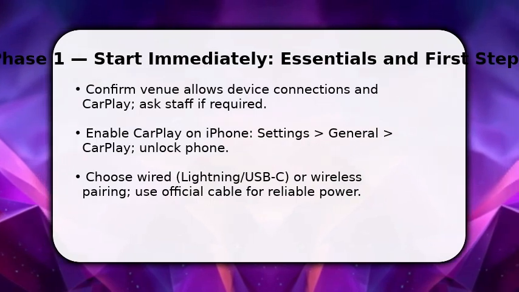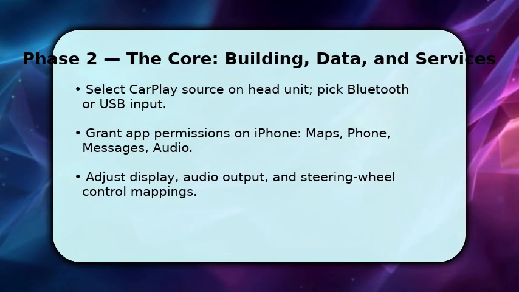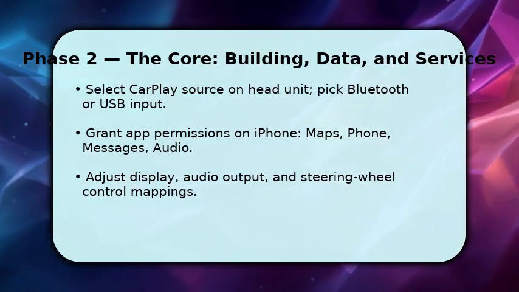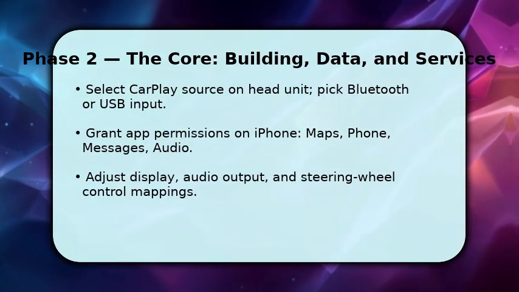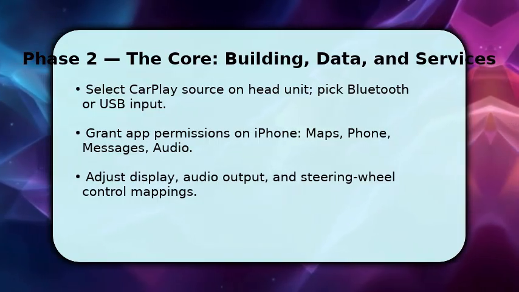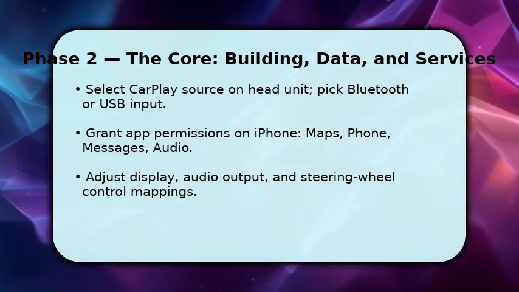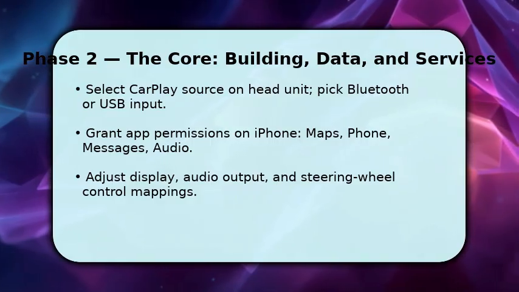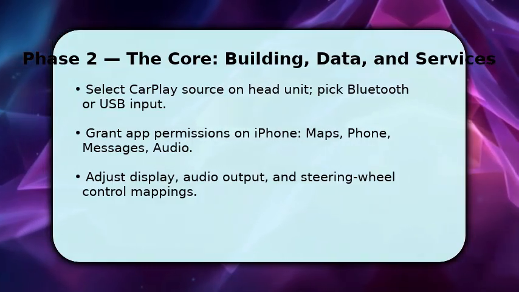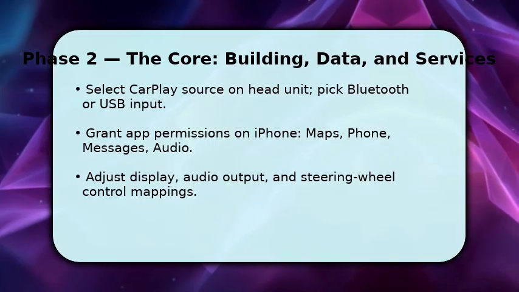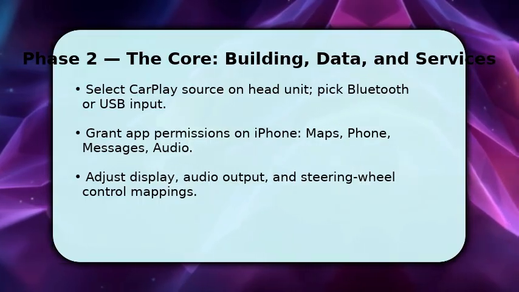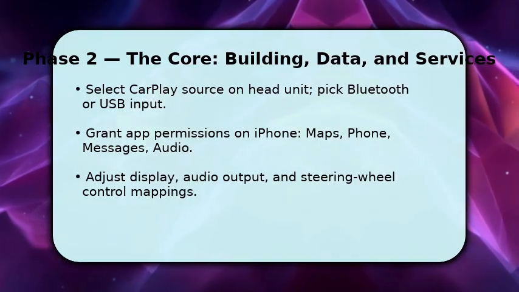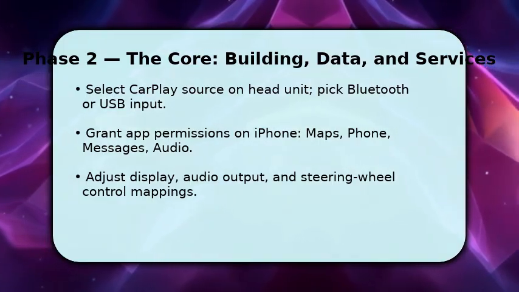Once CarPlay appears, select it on the head unit. Choose USB or Bluetooth input depending on your connection. On your iPhone, allow access for maps, phone, messages, and audio so apps can communicate. This avoids interruptions. Then configure the head unit's display layout and audio output. Make sure media goes to the venue speakers and voice calls route to the car mic. If available, map steering wheel buttons for track, voice, and call control to minimize distraction while you use CarPlay.